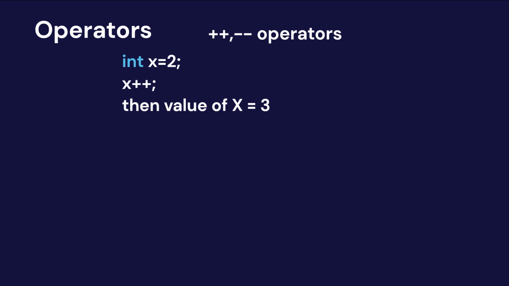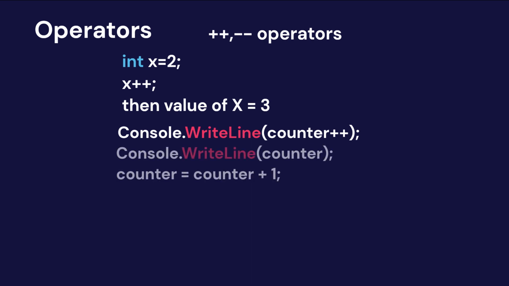This affects the order in which tasks are performed. Suppose we have an integer named counter. If we write Console.WriteLine(counter++), the program first prints the original value of counter before incrementing counter by 1. In other words, it executes the tasks in this order. Console.WriteLine(counter). counter = counter + 1.